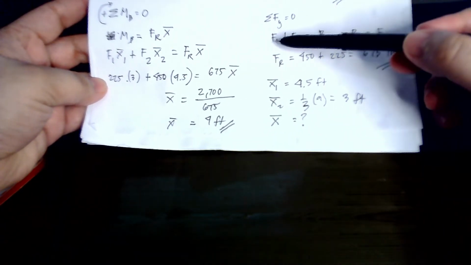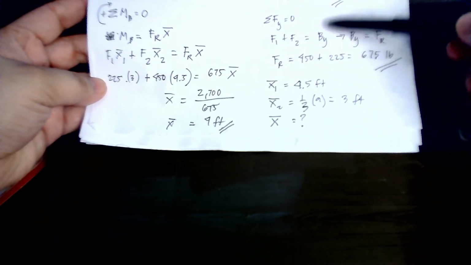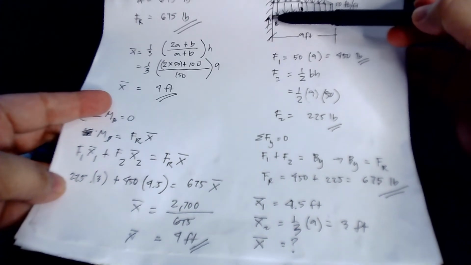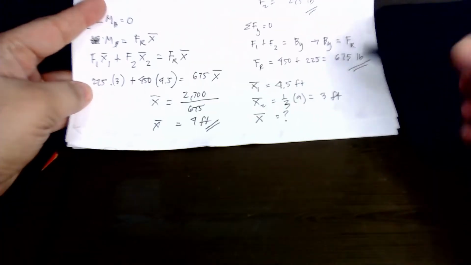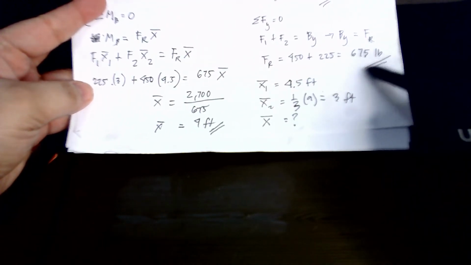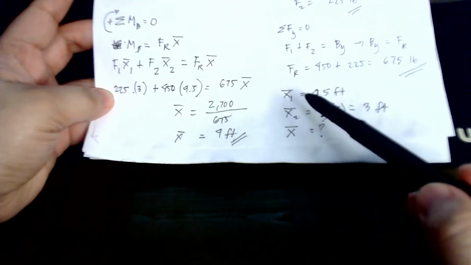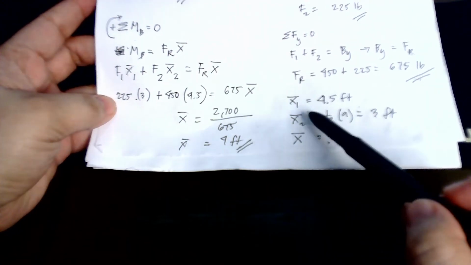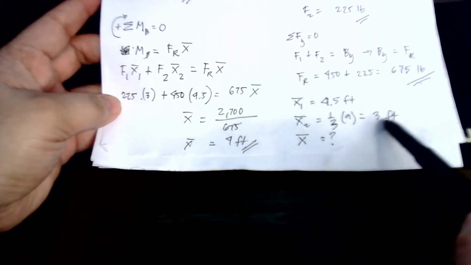Okay, so F1 plus F2 is equal to your reaction at B. This is BY, and this BY is equal to the FR. So when you sum F1 and F2, you will get your FR. Now to find the location of FR from B, you have to first get the locations of F1 and F2. This is simply 1/2 of 9, and this is 1/3 of 9.